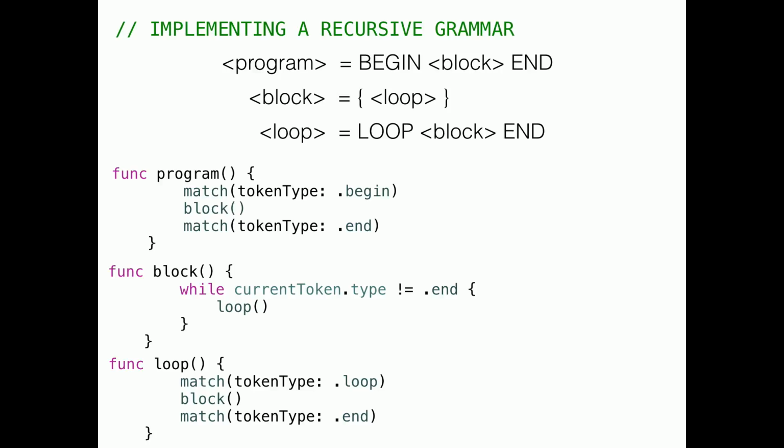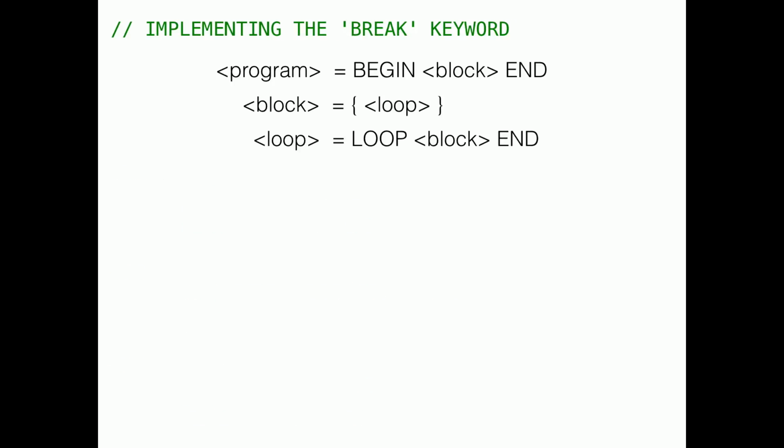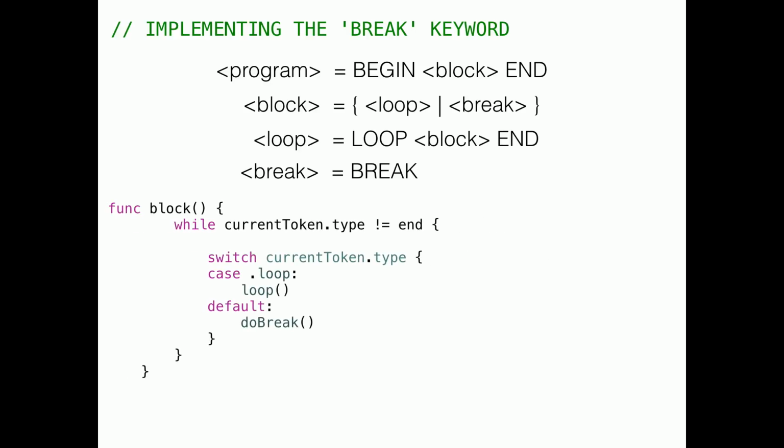So this is a complete implementation of a recursive descent parser for the simple grammar that we see above right here, this little subset of our small language. We want to expand it, so let's add the break keyword into our language. And now we can say that a block is defined as 0 or more loop or break statements, and a break statement is just defined as the break keyword.